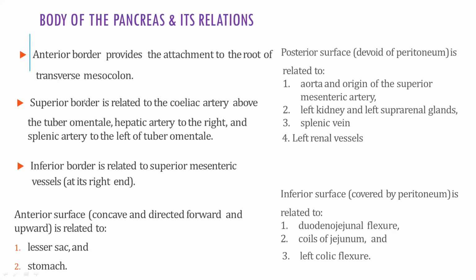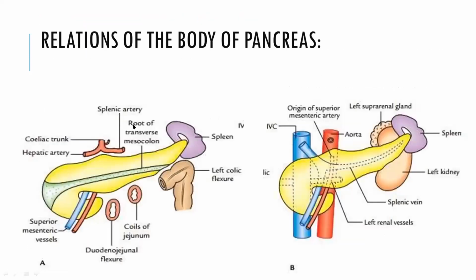or artery just seen above the tuber omentale, and to the right side you are going to observe the hepatic artery, and to the left of the tuber omentale we will be seeing the splenic artery, which we are going to discuss in the next slides. So the superior border is related to the celiac artery above the tuber omentale, hepatic artery to the right, and splenic artery to the left of the tuber omentale. Anterior border provides attachment to the root of the transverse mesocolon, and the inferior border is related to the superior mesenteric vessels.